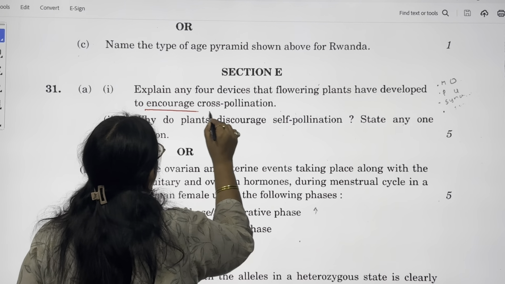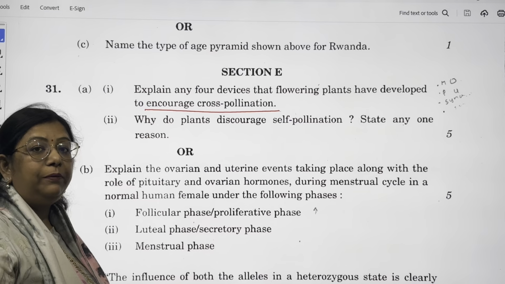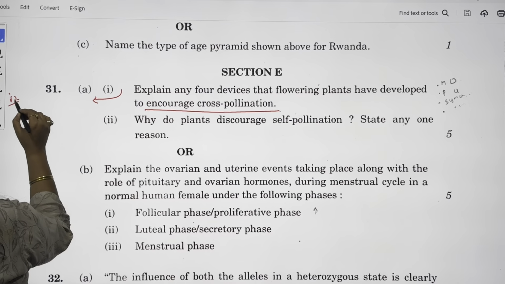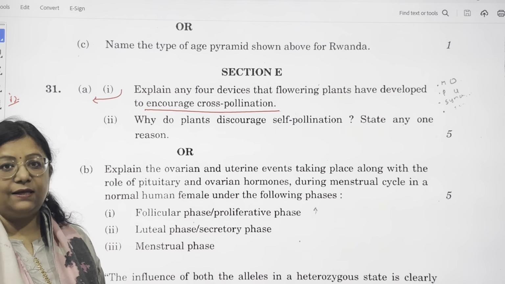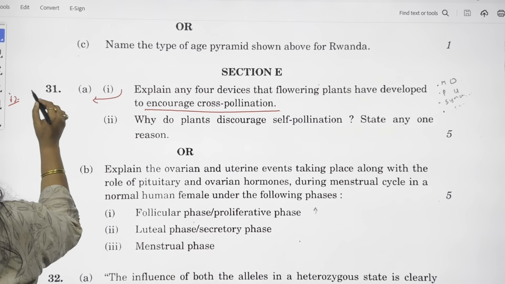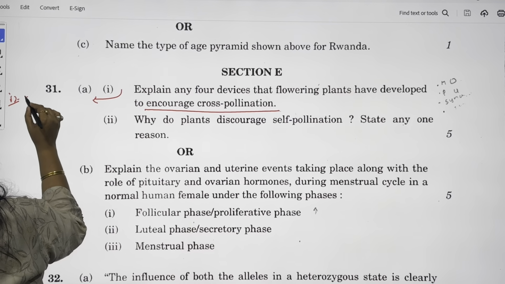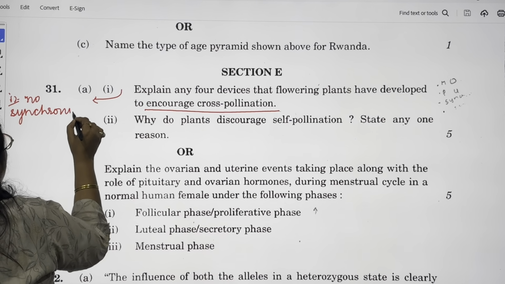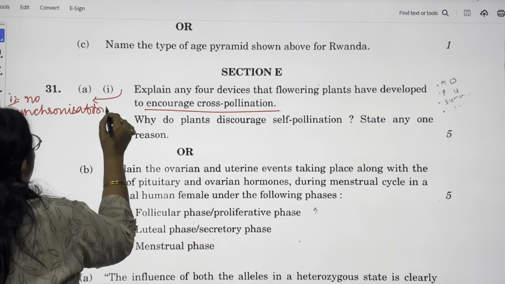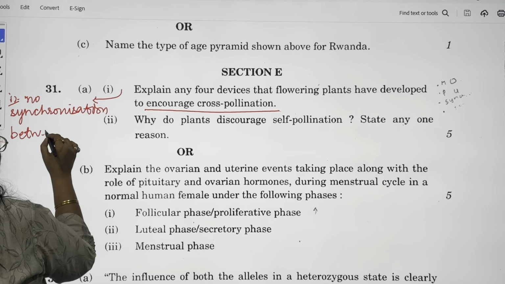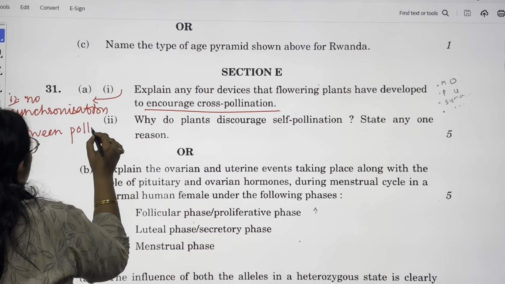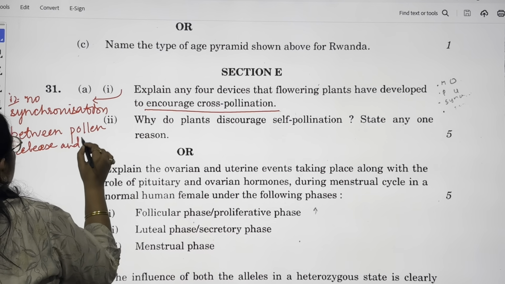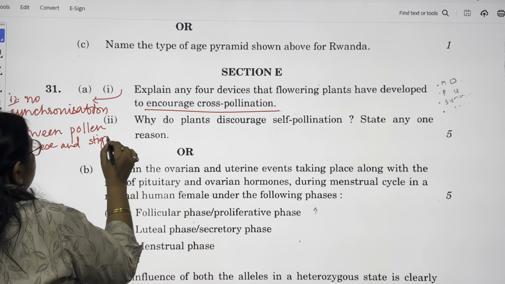To encourage cross-pollination, plants develop some outbreeding devices. And these are, number 1, when there is absence of synchronization between the pollen release and stigma maturity. Stigma reception. So, no synchronization between pollen release and stigma reception. This is the first point.